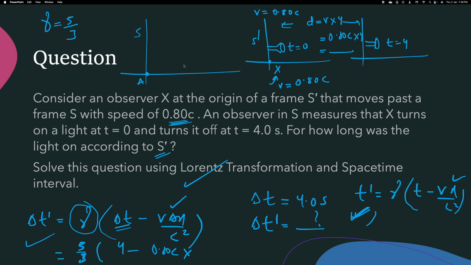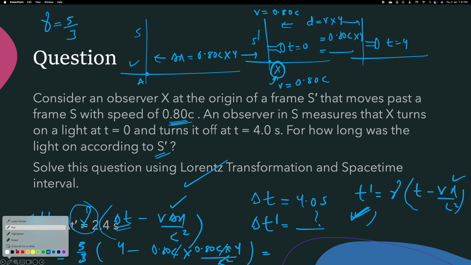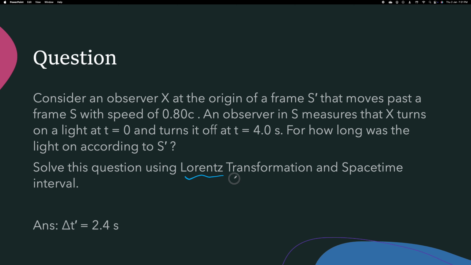What is the change in x? Which is nothing but the change in position of that observer x with respect to the stationary frame. So the change in distance will obviously be speed into time, which is 0.80 c into 4 seconds. So you'll substitute there 0.80 c times 4 seconds divided by c square. This c and c square from the denominator gets cancelled. If you simplify this, you're going to get t prime, the change in time period with respect to S prime, as 2.4 seconds. Clear? Very simple. But remember, I used the Lorentz transformation.